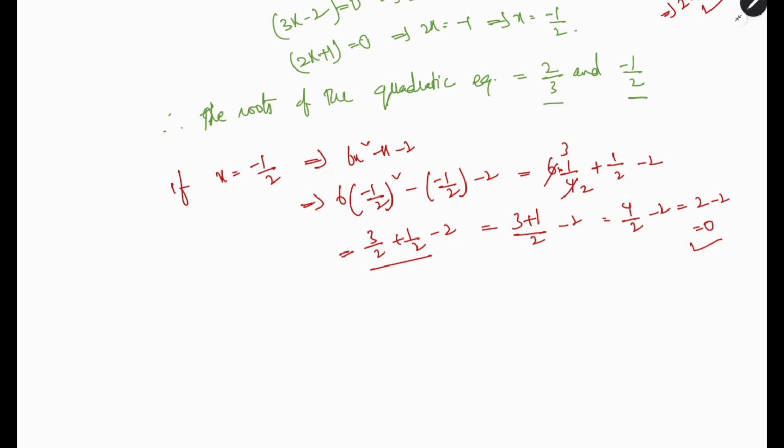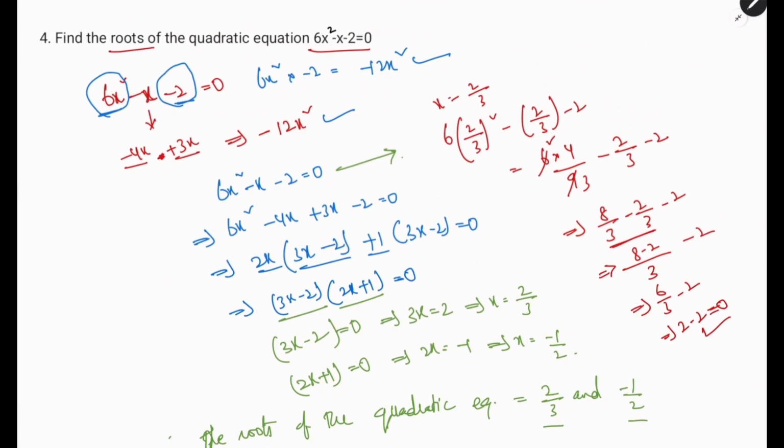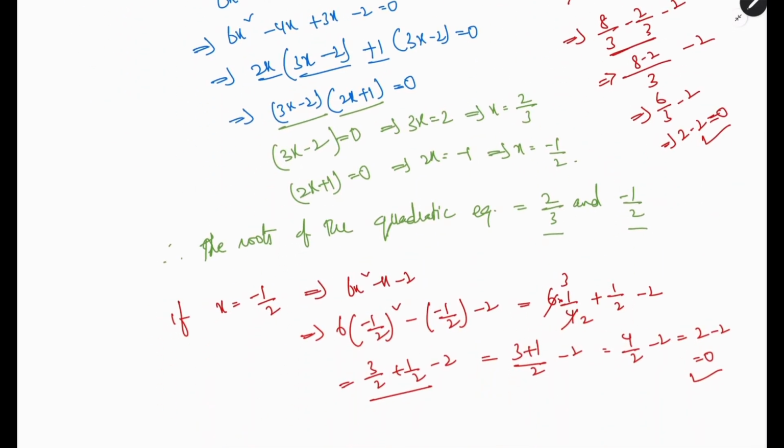See, here also we got 0. Okay, so these two roots are correct. Okay, next one. Find the roots of the quadratic equation 3x square minus 2 root 6 plus 2.